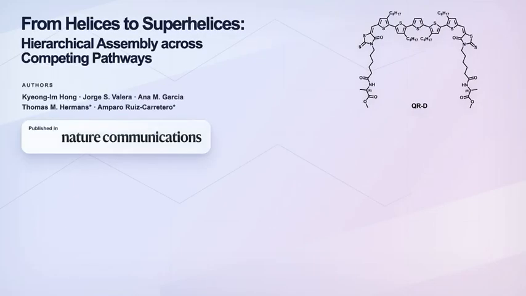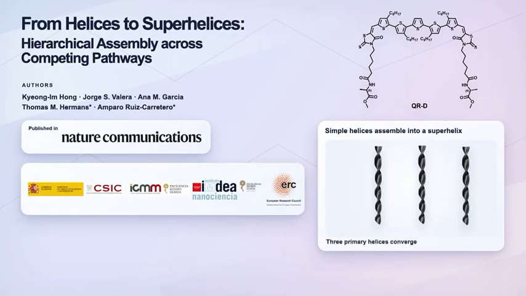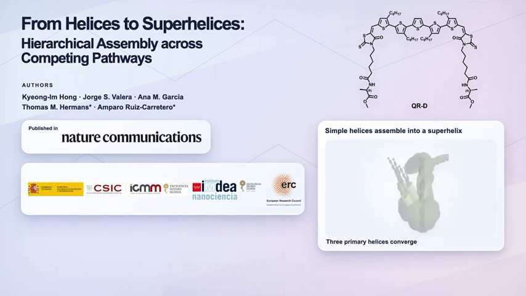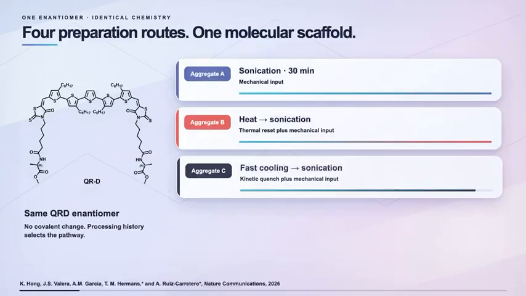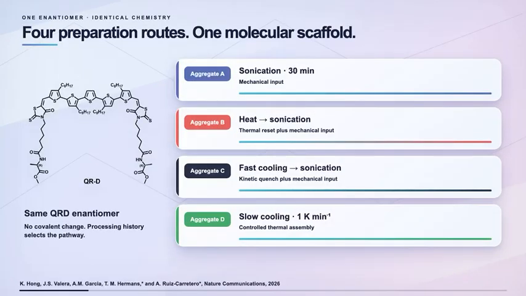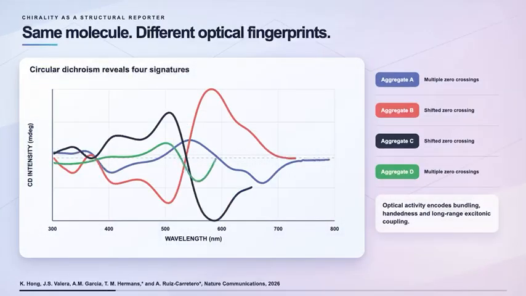One chiral Q or D molecule can access 4 isolatable supramolecular states without changing its chemistry. Simple helices assemble with neighboring helices to create a higher-order superhelix. Temperature, cooling rate, and sonication select 4 preparation routes, producing aggregates A through D from the same molecular scaffold. Their circular dichroism spectra act as optical fingerprints, revealing distinct helicity and long-range excitonic coupling.